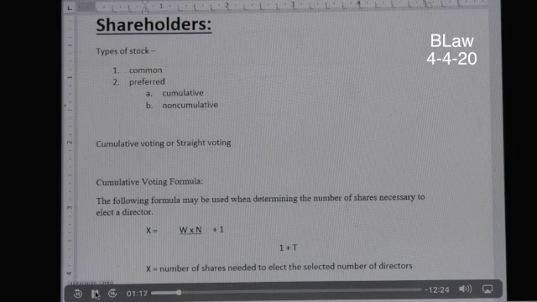So what are the different types of stock? We have common stock, preferred stock, cumulative preferred stock, and participating preferred stock. Sorry, I didn't put the last two on the little slide sheet that you're looking at. But let's talk about common stock for a moment.